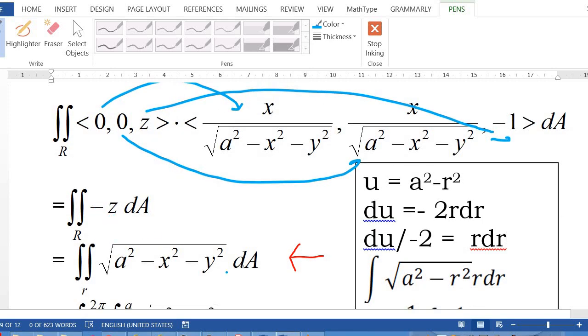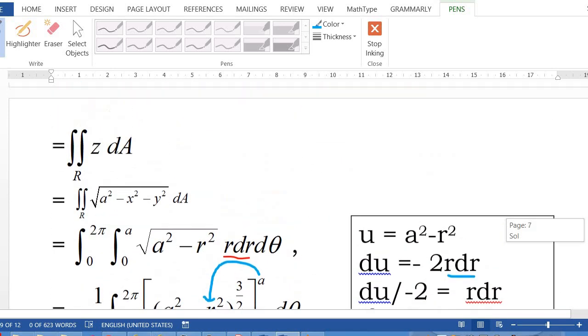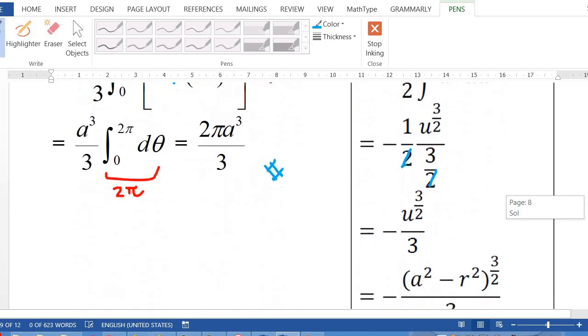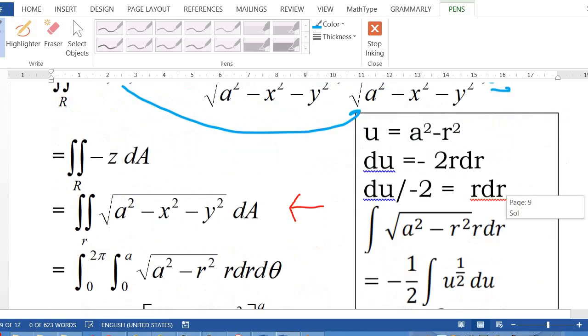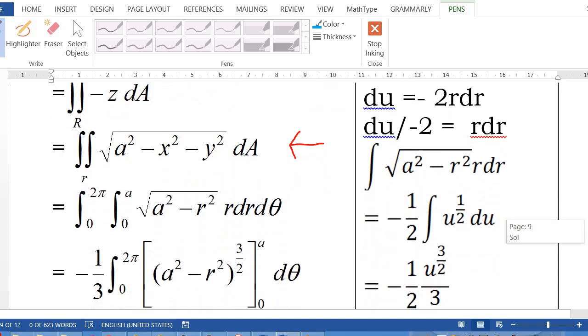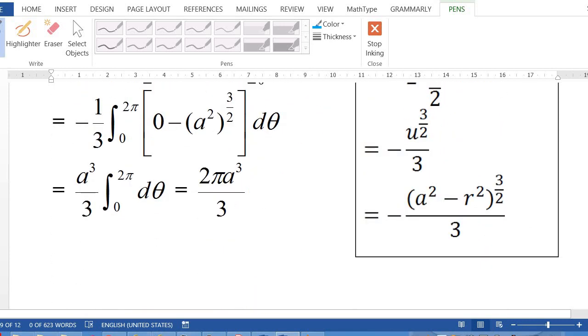So negative, negative, positive. So again, you see for both S1 and S2, lastly you arrive at the same integral. That's why the result is the same, 2 pi a cubed over 3. Because it arrived at the same integral where you factor out negative. So square root a squared minus r squared, r dr, is exactly the same as the previous case, surface S1. So you should get the same result, 2 pi a cubed over 3.